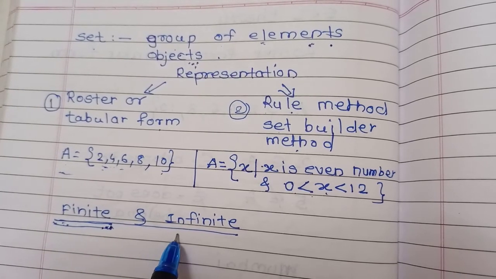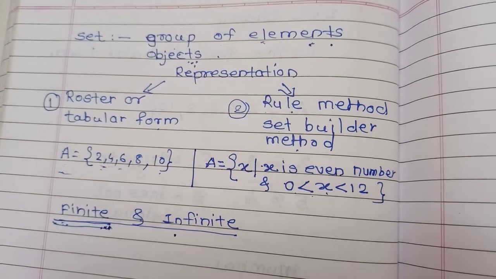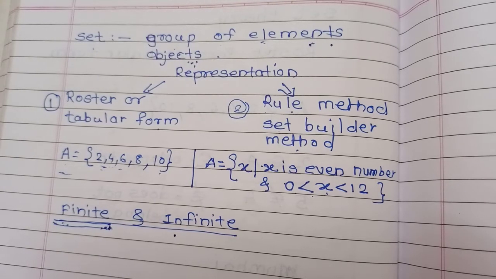An infinite set is a set in which we cannot say how many elements there are. For example, an infinite set is the set of integers. The set of integers goes on and on with dots. We cannot predict how many elements there are.